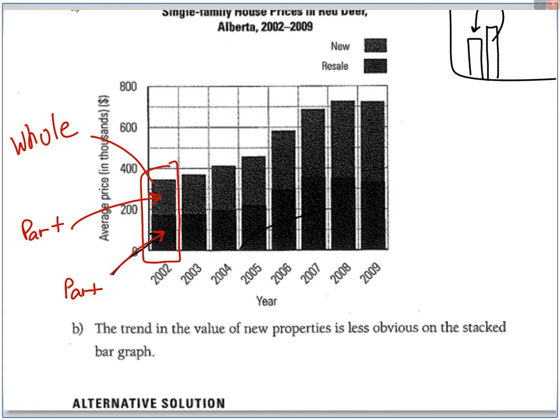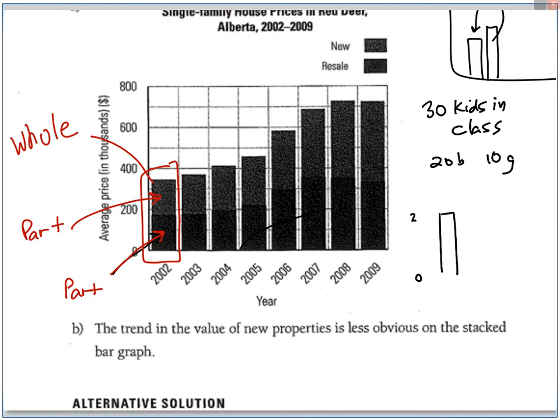Okay, so what's an easy example of this? Just make everything clear. Let's say you had 30 kids in a class, and 20 are boys, 10 are girls. What would the bar graph look like?